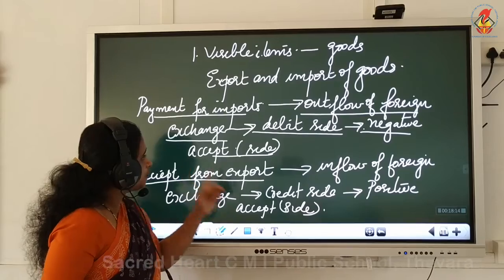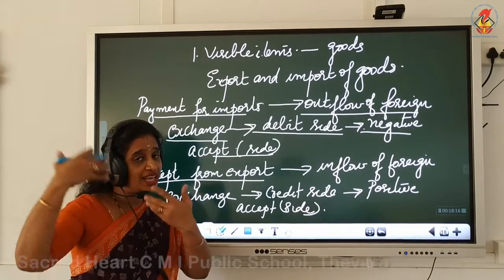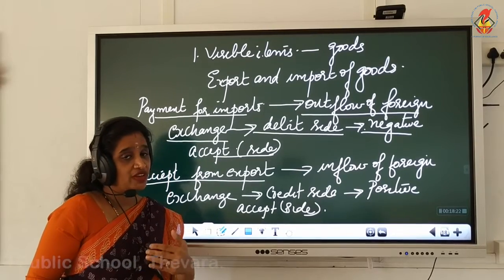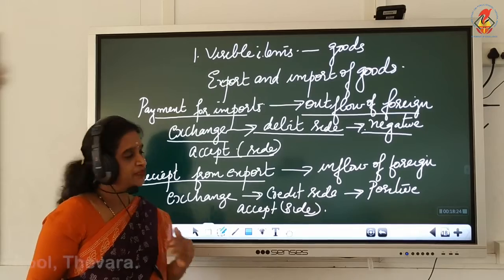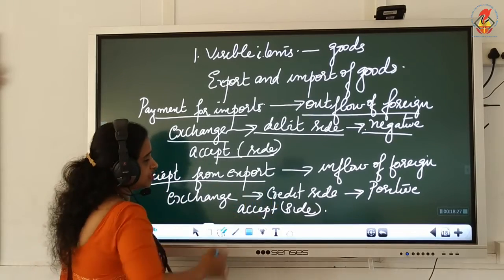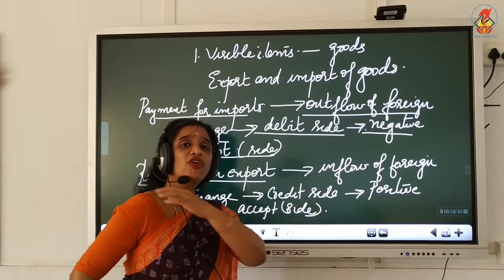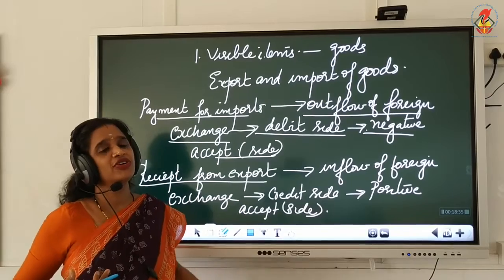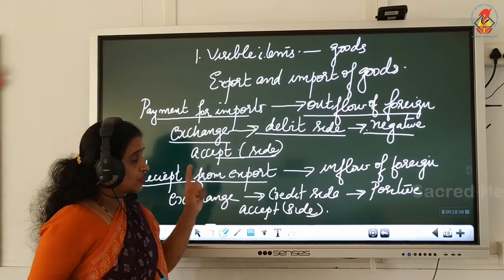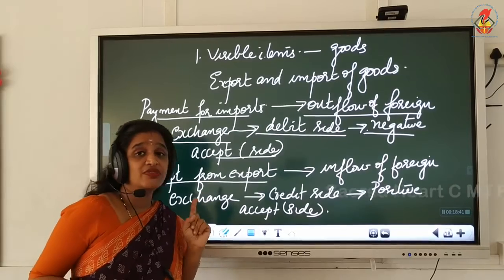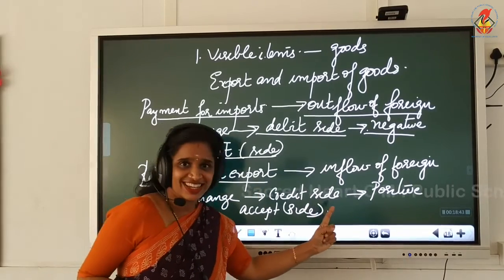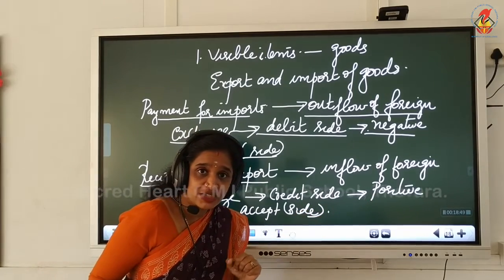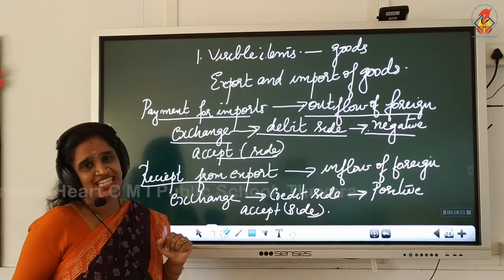Now, export of goods means what? We are selling the goods to other countries, so for that we will get the foreign exchange. When we get something, it will be written as receipt. Receipt from export is inflow of foreign exchange. If it is inflow of foreign exchange, where do we record this? On the credit side. That means foreign exchange is inflowing and it is thus a positive aspect, recorded on the positive side.